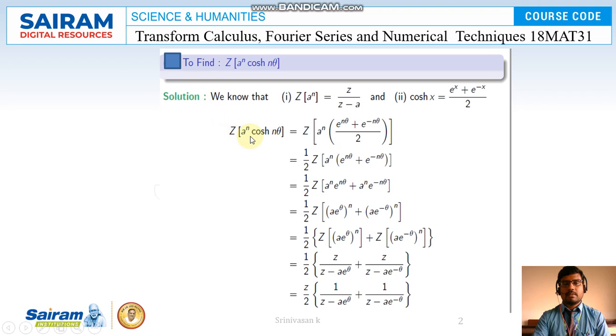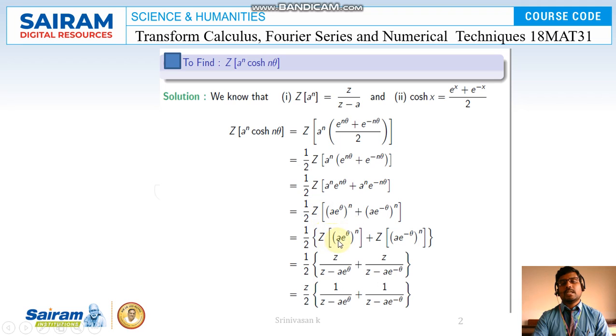So Z of a power n cosh n theta equals Z of a power n times cosh n theta, that is e power n theta plus e power minus n theta divided by 2. Here taking 2 outside, we get 1 by 2 times Z of a power n into e power n theta plus e power minus n theta. Now apply the power inside for each term: a into e power theta whole power n plus a into e power minus theta whole power n. Now apply Z transform on each term.